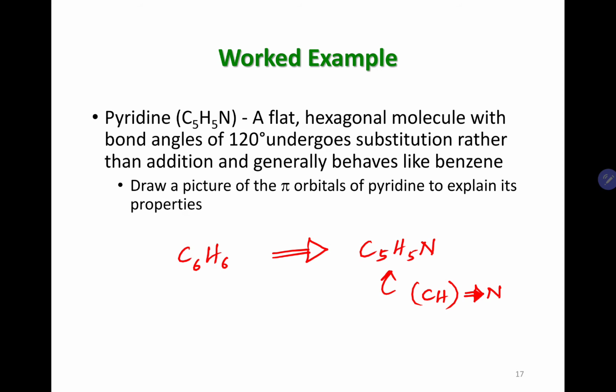So according to this worked example, pyridine is also a flat hexagonal molecule with 120 degree bond angle. That means it is sp2 hybridized, and basically it behaves like benzene. So I want you to draw a picture of the pi orbitals of pyridine and explain it. See if you could do it. You might want to pause the video now.